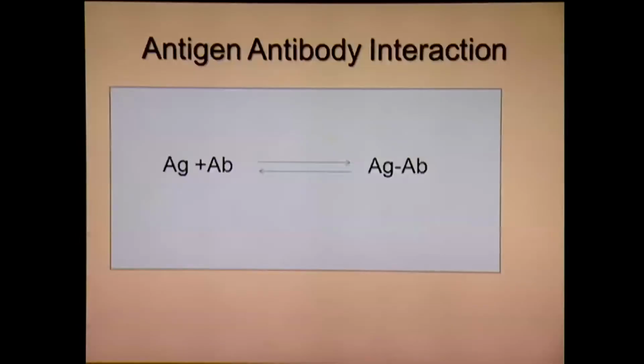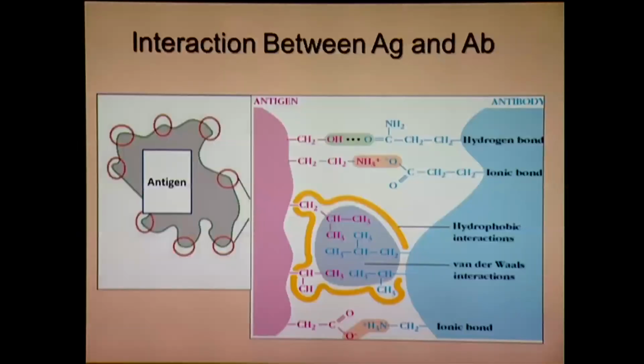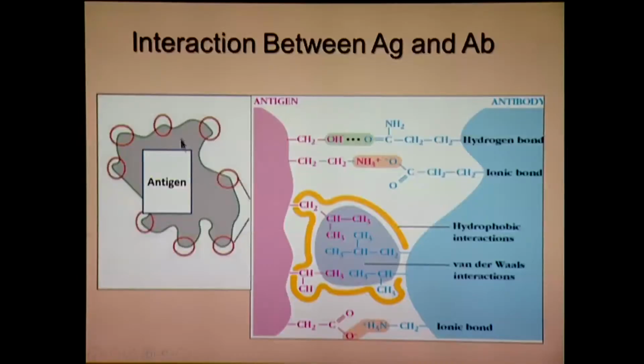Now both the assays depend on antigen-antibody interactions, and antigen-antibody interaction includes bond formation between an epitope present on an antigen and the antigen binding site present on an antibody. The nature of the bonds is mainly non-covalent: hydrogen bonds, ionic bonds, van der Waals interactions and hydrophobic interactions take place between an epitope and an antigen binding site present on an antibody. An epitope is a specific site present on an antigen molecule.